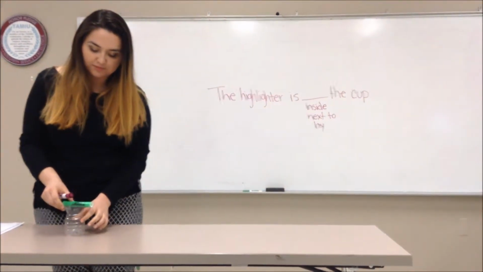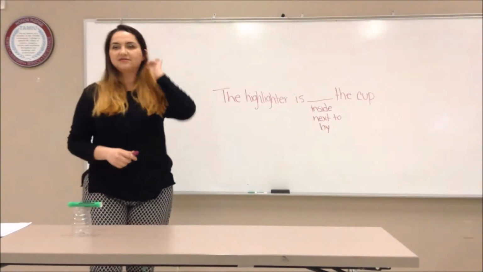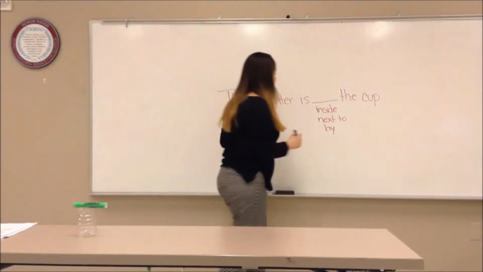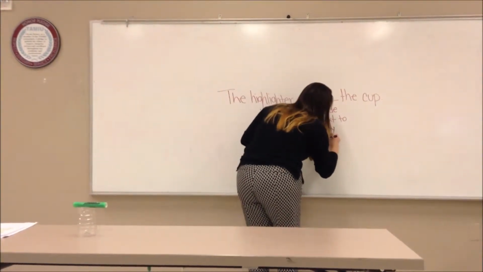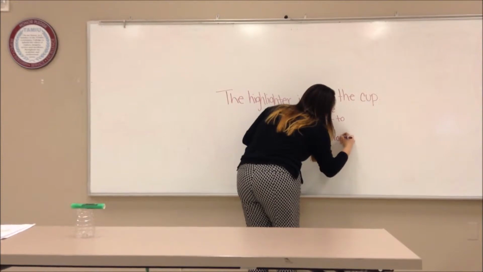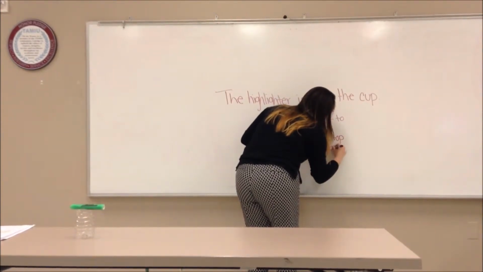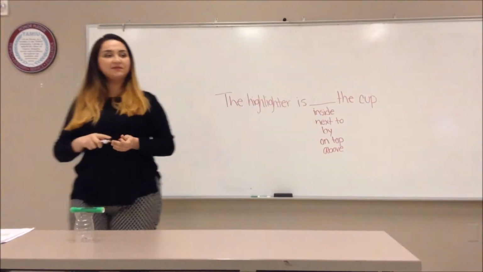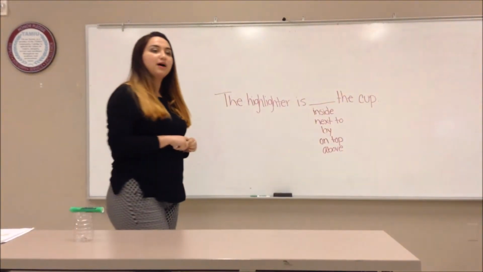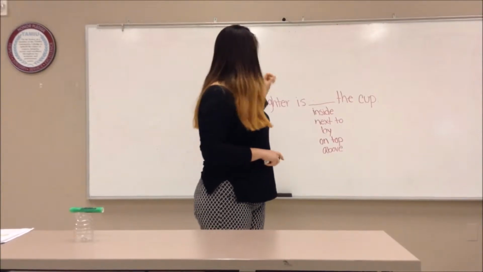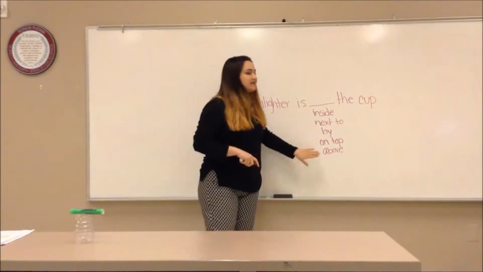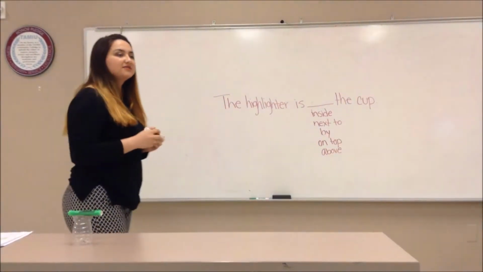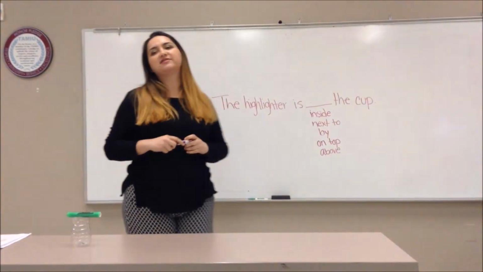So now let's see what I've said. What would you say with the highlighter in the cup like this? The highlighter is above, very good, on top, or above. Very good. So, see, without me even explaining what we're talking about, you already gave me 1, 2, 3, 4, 5 examples of what we're covering today. Prepositions. Does anyone have any idea of what a preposition is?